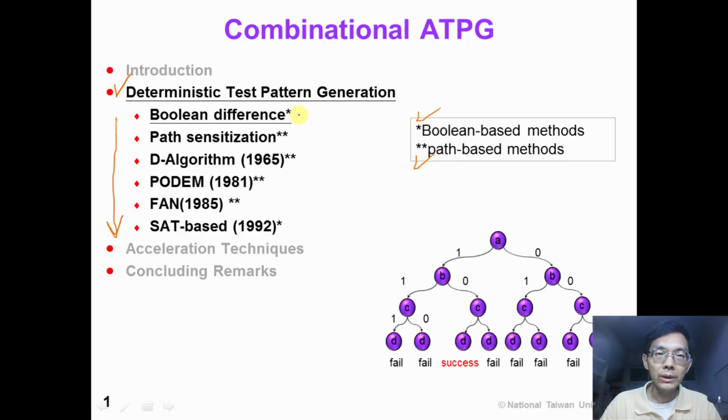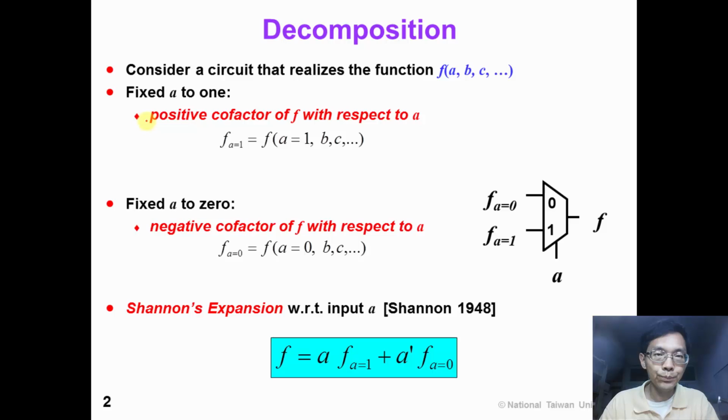The Boolean difference technique and the satisfiability technique belong to the first category. The other techniques belong to the second category. In this video, we will show the first technique, Boolean difference.